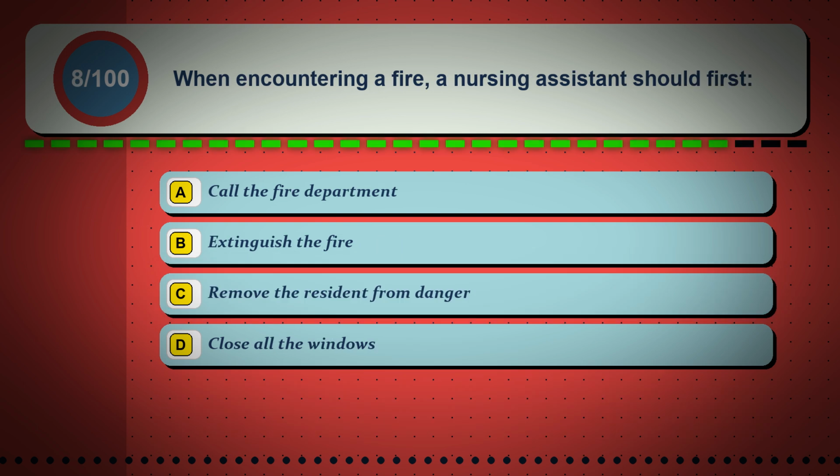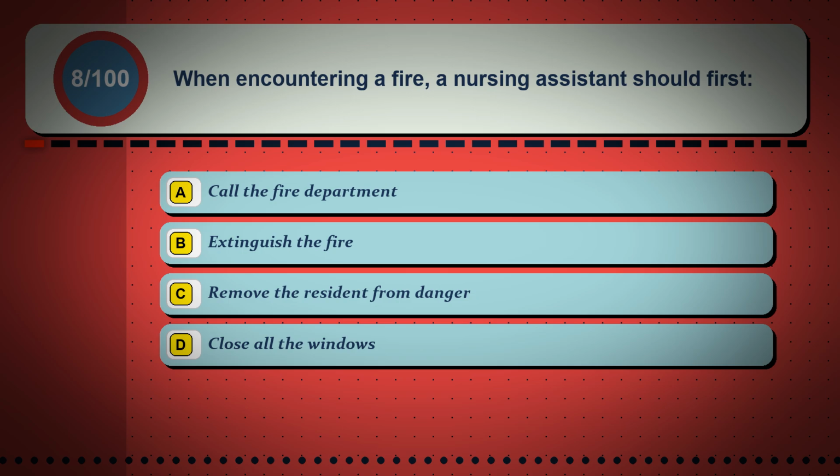Question 8. When encountering a fire, a nursing assistant should first: Option A. Call the fire department. Option B. Extinguish the fire. Option C. Remove the resident from danger. Option D. Close all the windows.